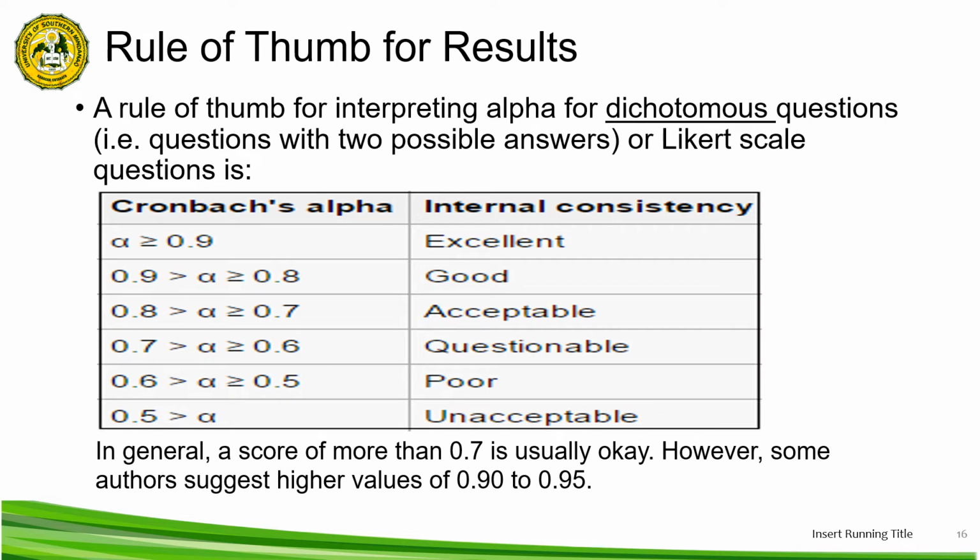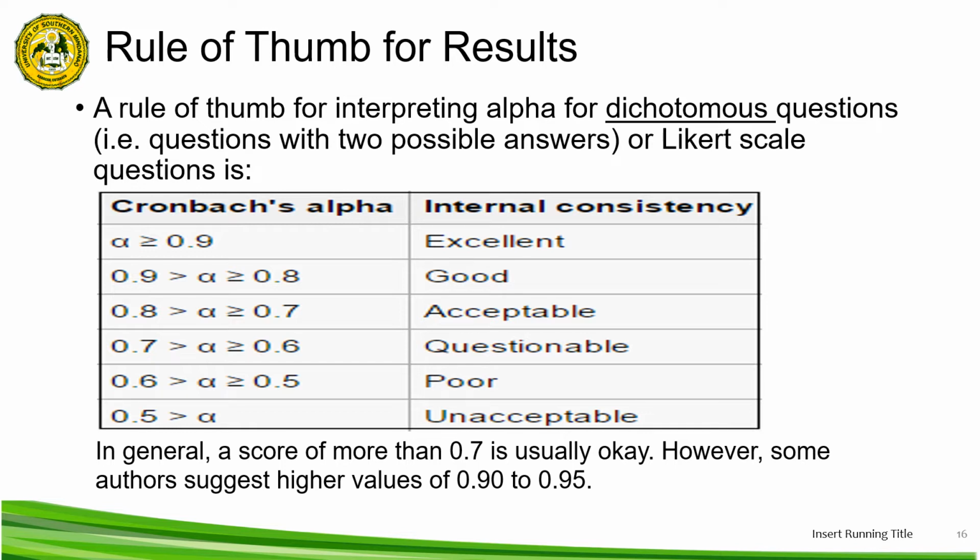So a rule of thumb for interpreting alpha for dichotomous questions, for example questions with two possible answers, or Likert scale questions, is this. For Cronbach's alpha, internal consistency above 0.9 is considered excellent. 0.8 to 0.9 is good, 0.7 to 0.8 acceptable, 0.6 to 0.7 questionable, 0.5 to 0.6 poor, and below 0.5 is unacceptable. So in general, a score of more than 0.7 is usually okay.